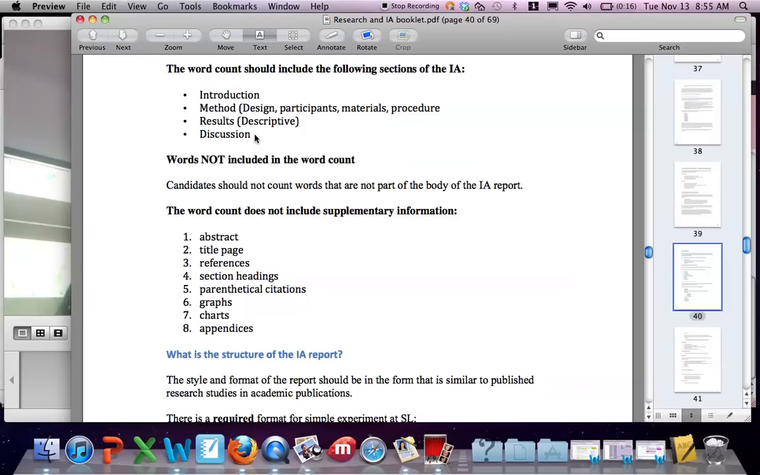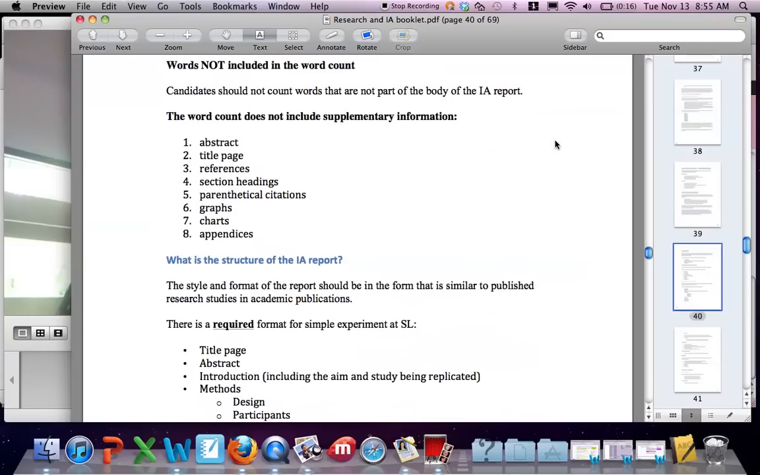The main mistake most students make is that they spend too many words on these first three sections and they don't leave enough for the discussion. The discussion is worth many more points than the rest, so you need to leave a lot of space for that discussion to happen. You do not need to count the following in your word count: the abstract, the title page, references, the section headings, all the citations, the graphs, charts, and appendices. So your IA will look much thicker than 1,500 words.